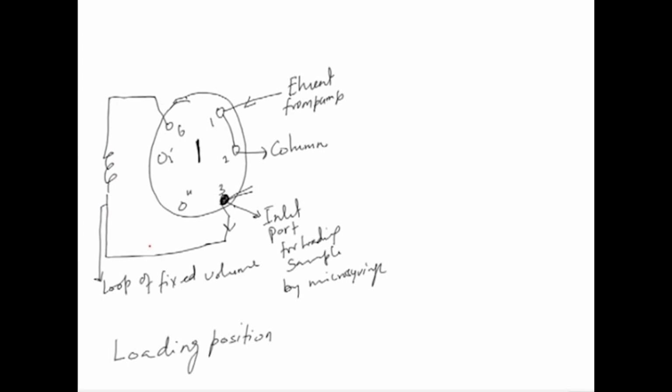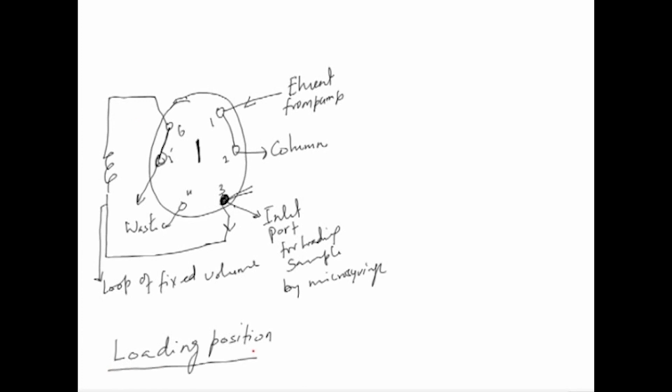Say this is a 200 microliter loop. If you load 250 microliter, then 200 microliter will be contained in this loop, and the rest of it will go through port number 5; the loop is connected to 6 and 6 is connected to 5 here. So, this will go to waste. You have loaded the loop, and the extra sample will go to the waste. All right. Now, this is the loading position.